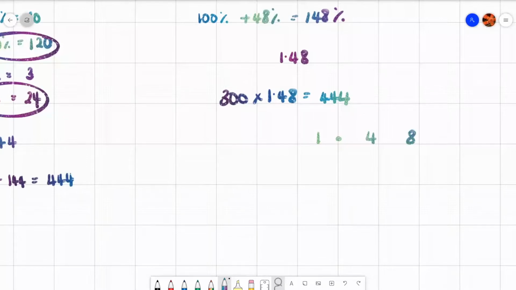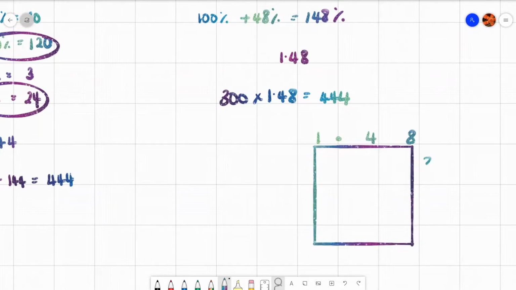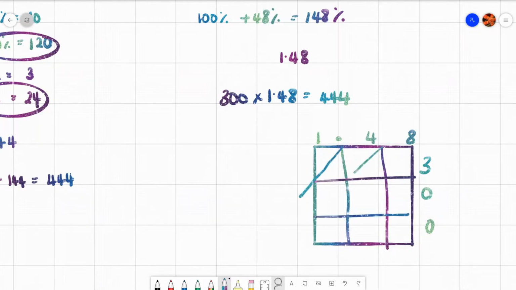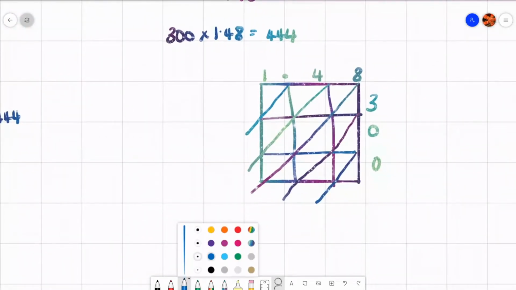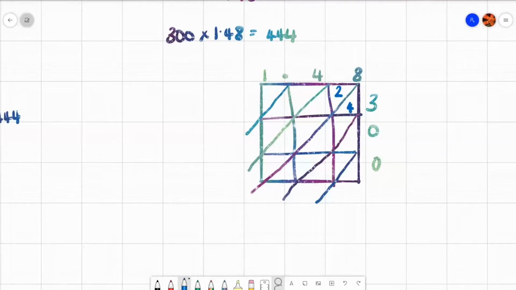Okay, like that, 1.48 at the top. Okay, and then 300 on the side. Split between the digits, always. Okay, and then you draw your diagonals. Extend the diagonals. It really helps. Okay, like that. And then you just times the numbers in the boxes and fill them out. 8 times 3, 24. 8 times 0, 0. 8 times 0, 0. 4 times 3, 12. 4 times 0, that's 0.